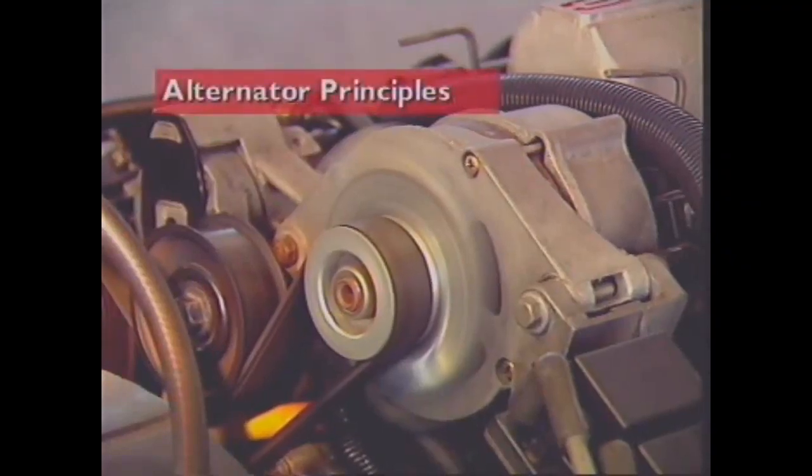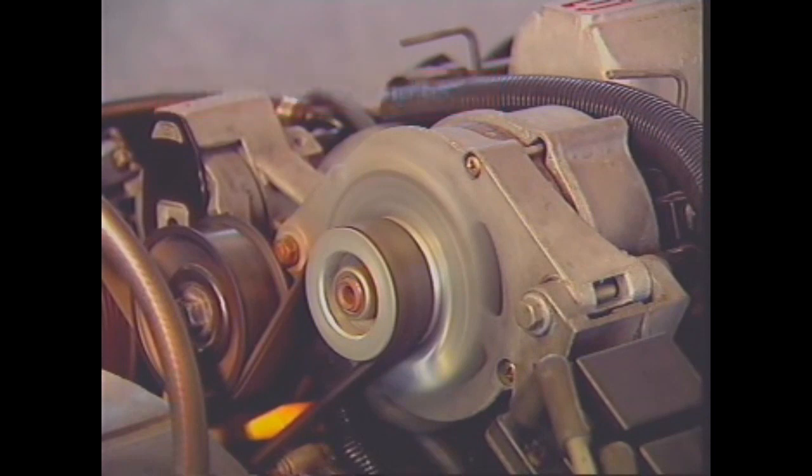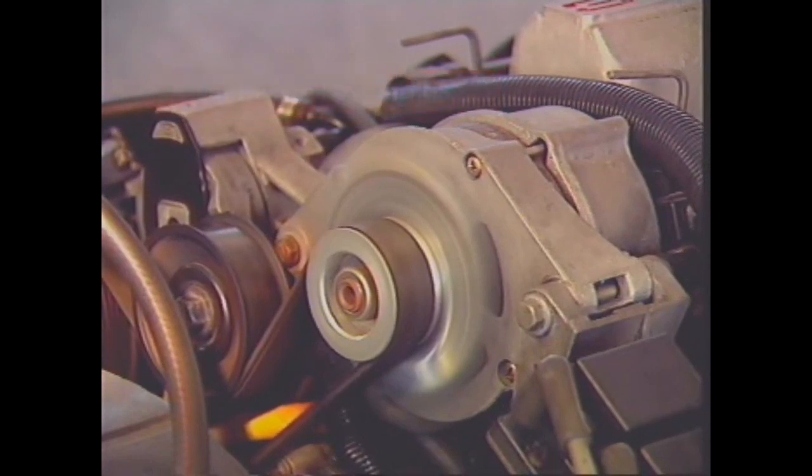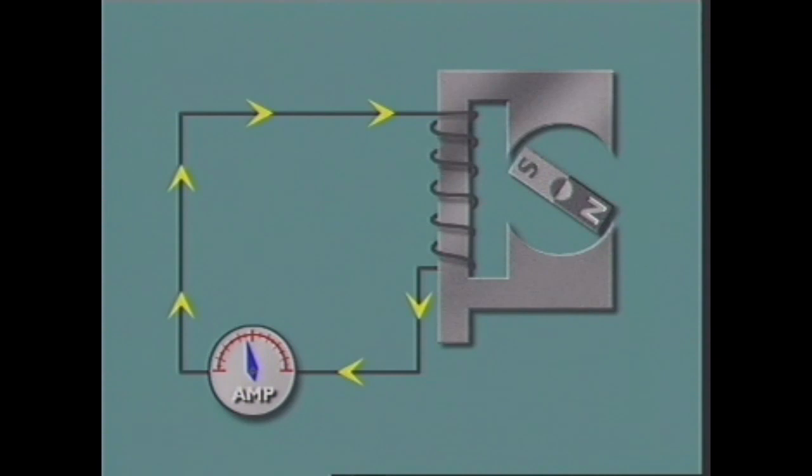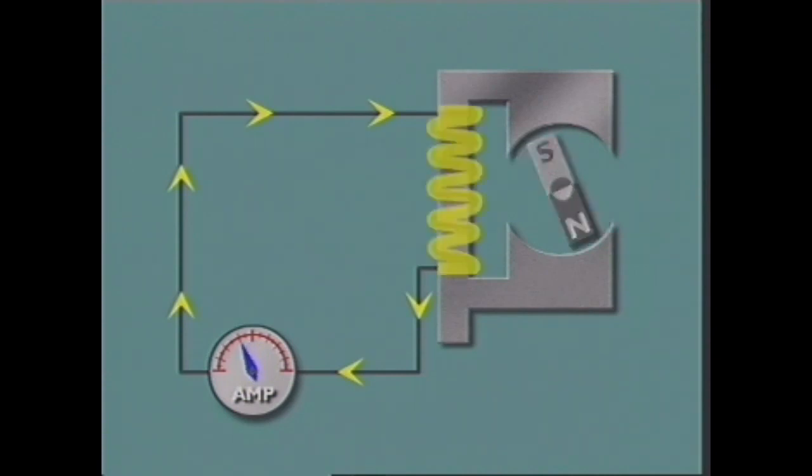This section examines basic principles of the alternator. The alternator is universally used in automotive applications. It converts mechanical energy into electrical energy by electromagnetic induction. In this simple version, a bar magnet rotates in an iron yoke which concentrates the magnetic field.